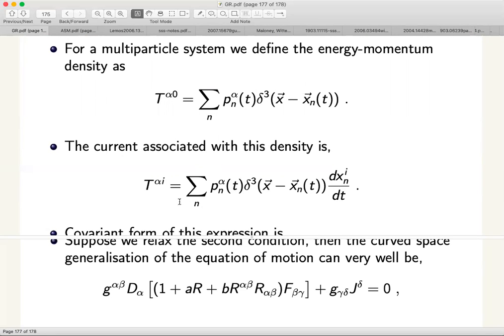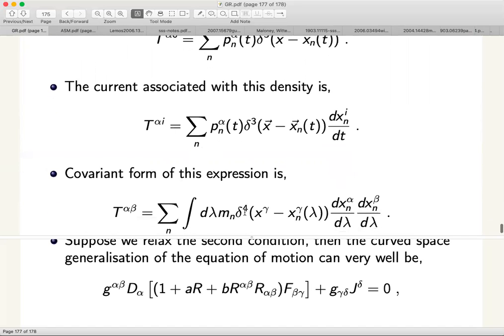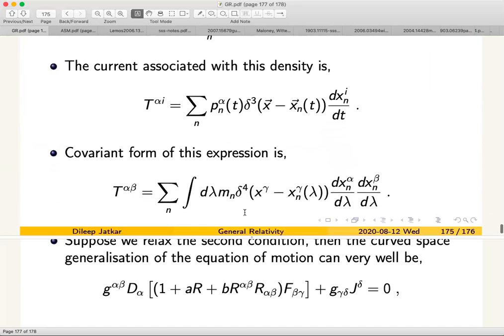Okay, so if you combine these two pieces, you end up getting T alpha beta, with alpha 0 components being these and alpha i components being that. So it's a covariant expression for this quantity.